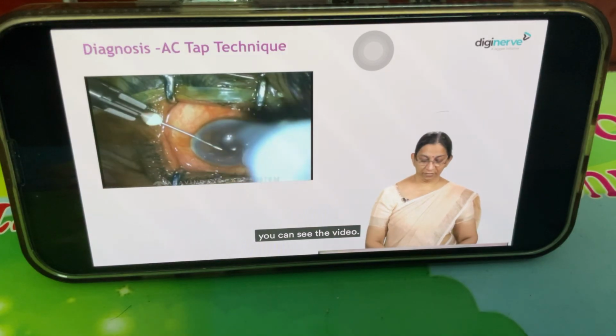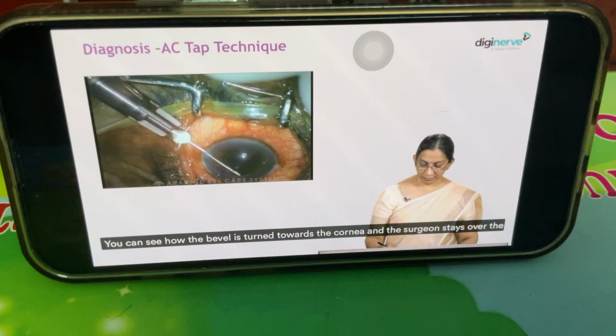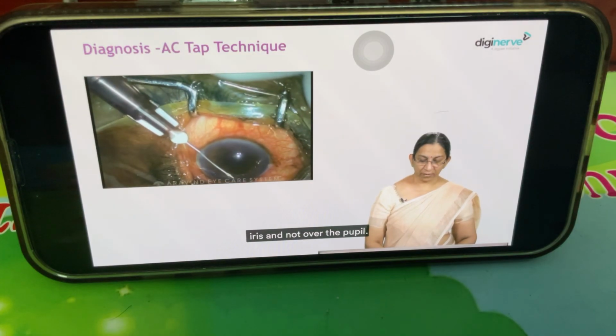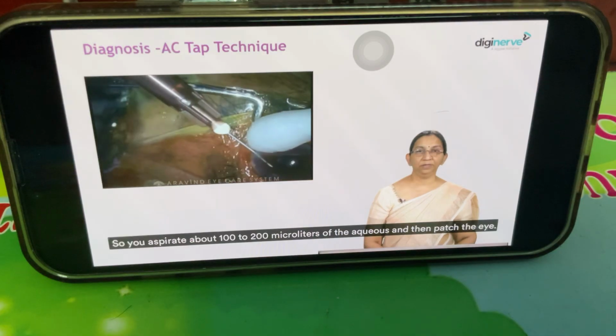And now you can see the video. You can see how the bevel is turned towards the cornea, and the surgeon stays over the iris and not over the pupil. So you aspirate about 100 to 200 microliters of the aqueous and then patch the eye.